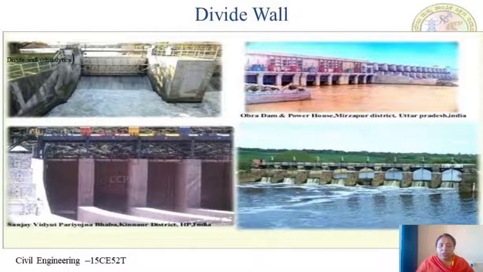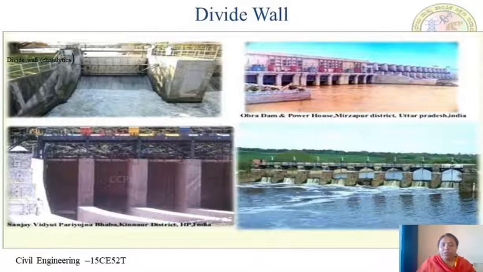In the third image, you can see the divide wall very clearly. That is Sanjay Vidyut Pariyojana, in the Kinnaur district of Himachal Pradesh. And in the second image, you can see the Obra Dam, which is in the Mirzapur district of UP. These are some of the divide walls which are constructed with stone or cement.